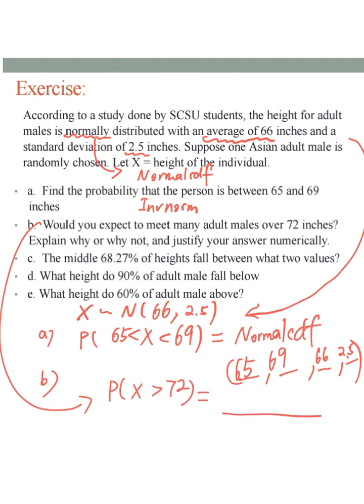And what is the output from this? For x bigger than 72, my lower is 72, so I still use normal CDF. My upper, I don't have an upper, so I will use 10 to the 99 as upper. For the mean and the standard deviation, the question gives us them. If you input these to find the probability number, it's a very small probability number.